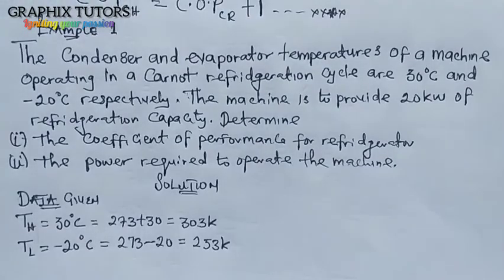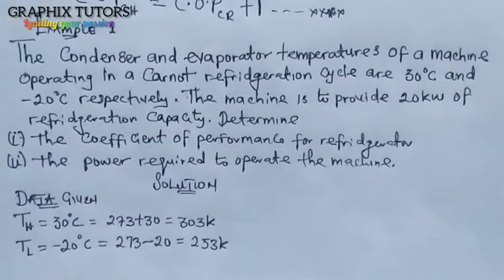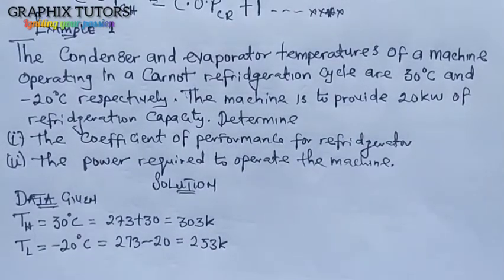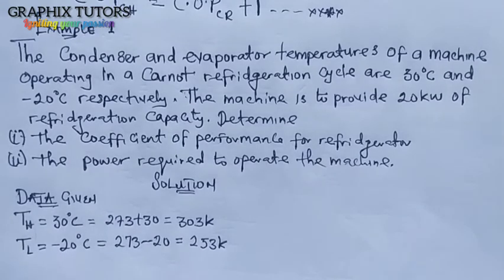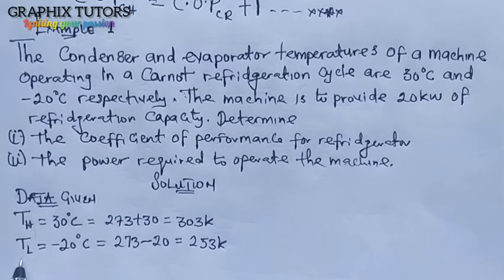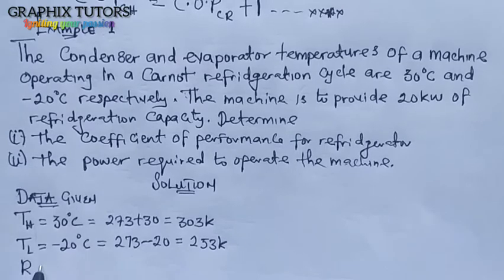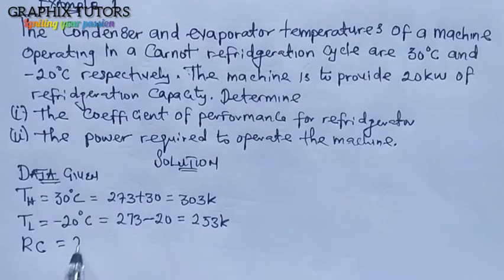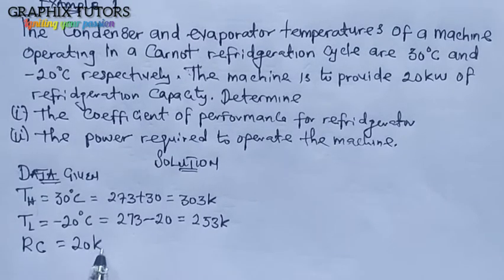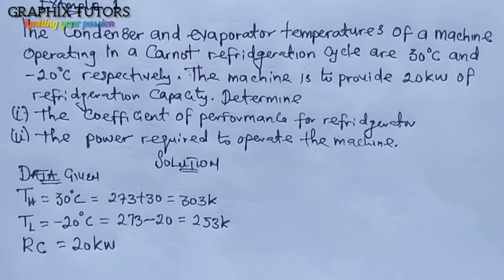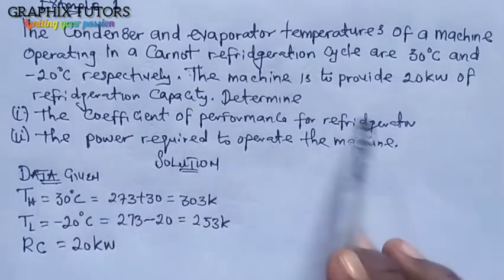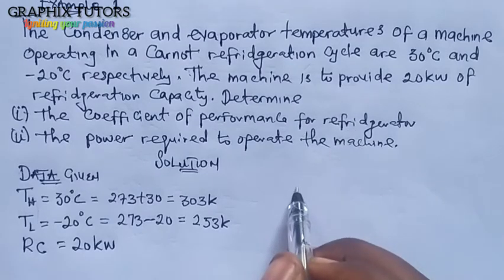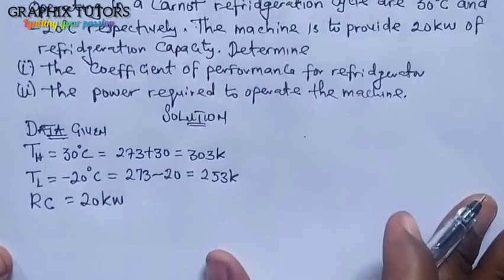So from here, it says the machine is to provide 20 kilowatts of refrigeration capacity. So my refrigeration capacity, RC, will give me 20 kilowatts, right? And we are now told to calculate the coefficient of performance. Now we know very well that for a refrigerator, we know very well that the COP, let's move forward here.